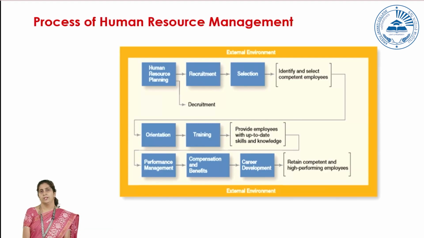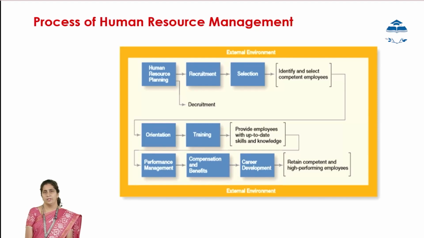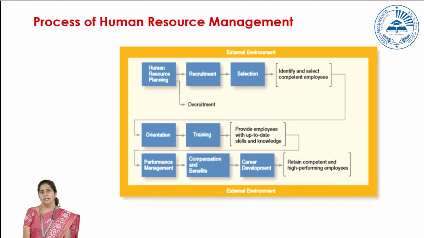For example, we need 100 more employees to work in the organization. So what do we need to do next? We need to hire, which means we need to go for the recruitment process. When we are talking about the second process, recruitment, it majorly focuses on two aspects. One is internal recruitment, and the other is external recruitment.